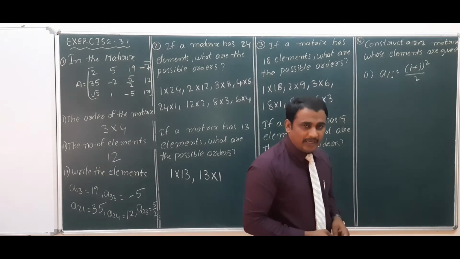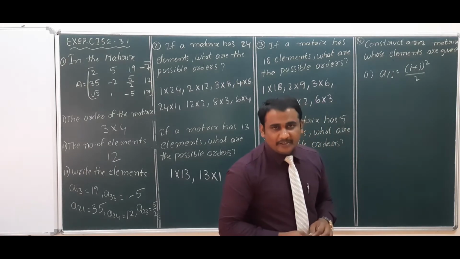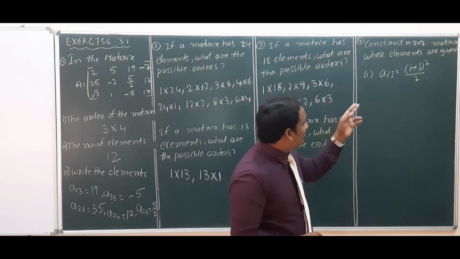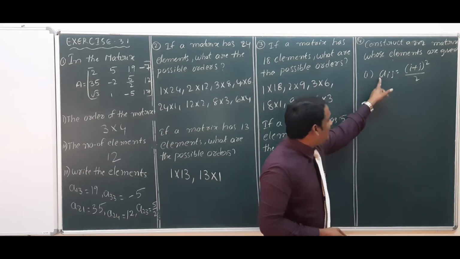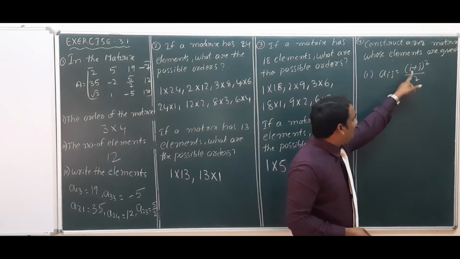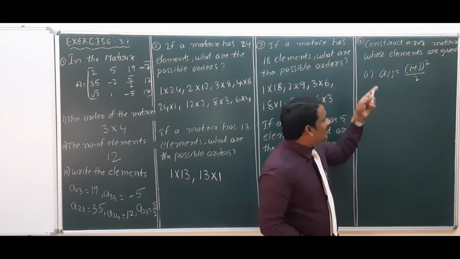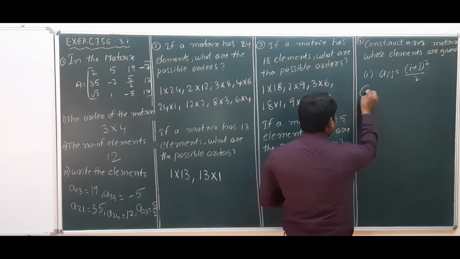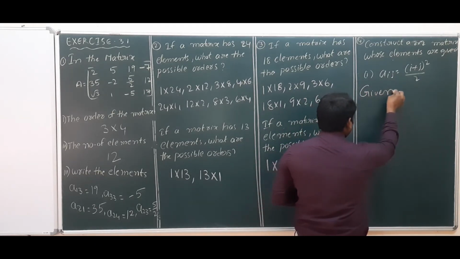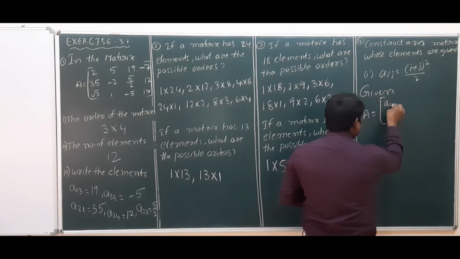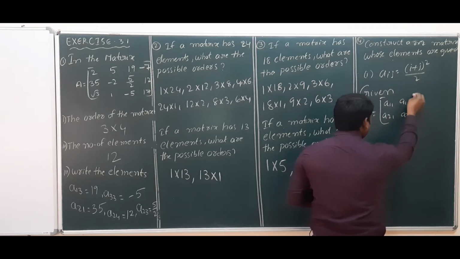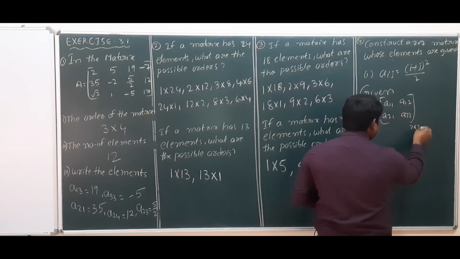Next question. Construct a 2 by 2 matrix. Construct a 2 by 2 matrix means how many elements are there? 2 by 2 means a total of 4 elements. The elements are given by A of ij equal to (i plus j) whole square by 2. Here they are asking to construct a 2 by 2 matrix. I am taking the given: capital A equal to the 2 by 2 matrix, that means A11, A12, A21, A22. Total here is a 2 by 2 matrix.